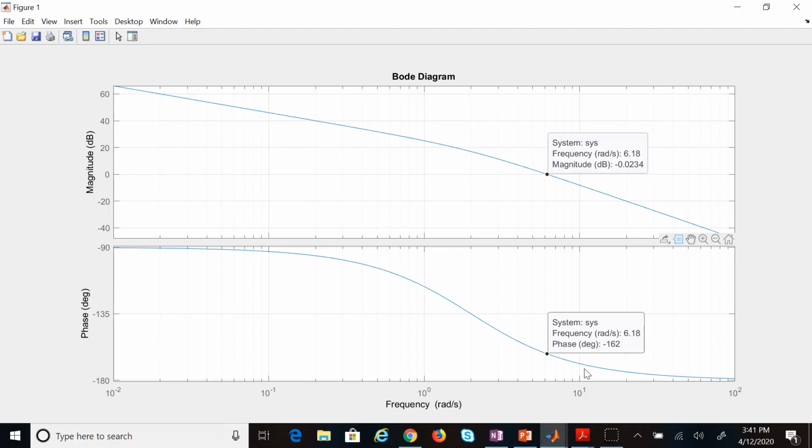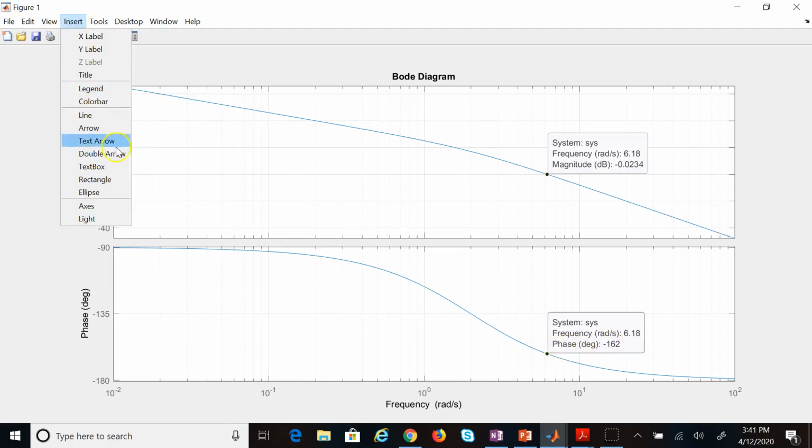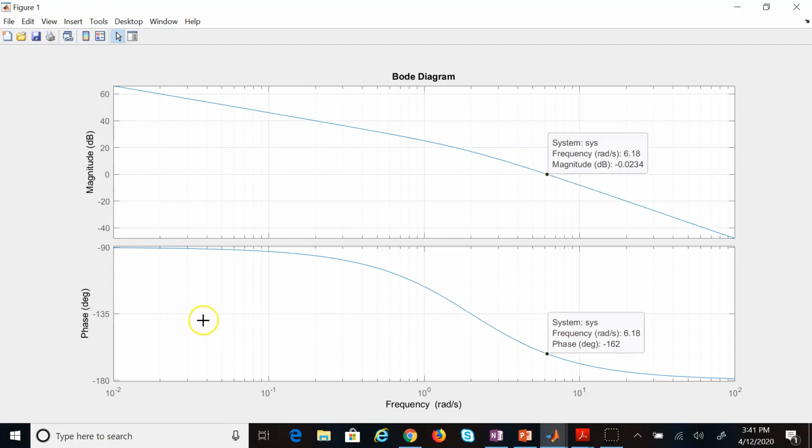So how much is phase margin? Yes, phase margin is 180 plus this number. So if I want to insert it as a text box, here I can say that phase margin is equal to 18 degrees, right? That's the phase margin, which is negative 162 plus 180.